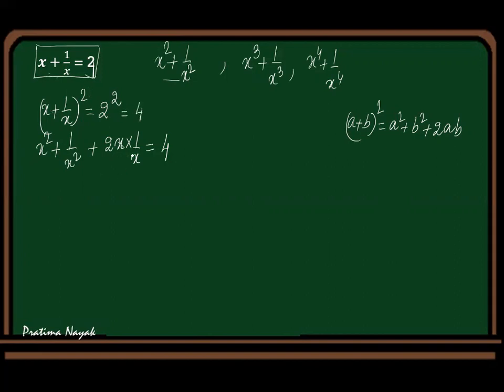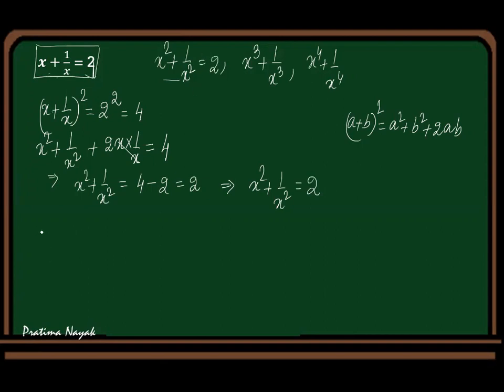Now simplify this, x will be cancelled. So what am I getting? I'm getting x square plus 1 by x square is equal to how much? 4 minus 2, that will be 2. So this gives me x square plus 1 by x square is equal to 2.